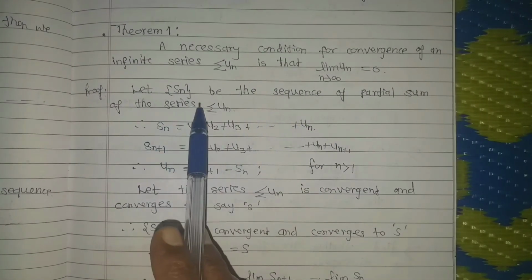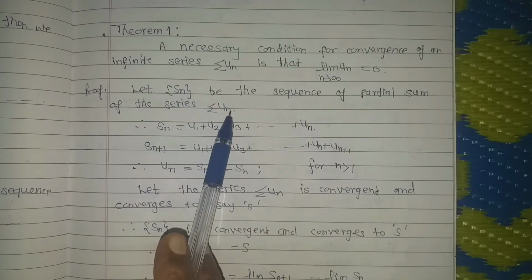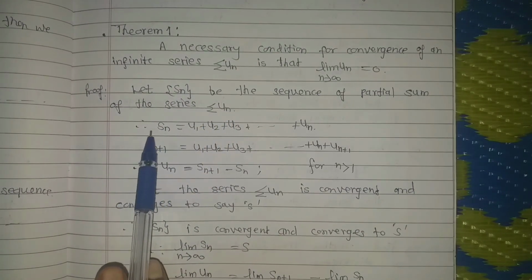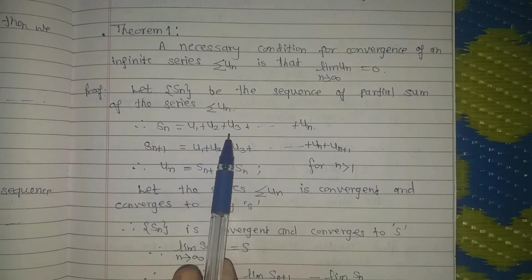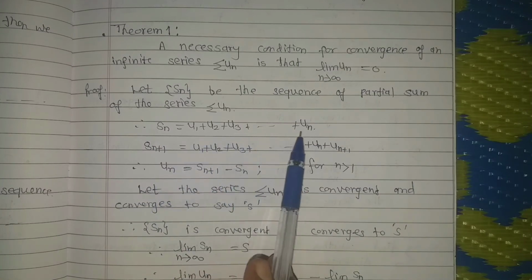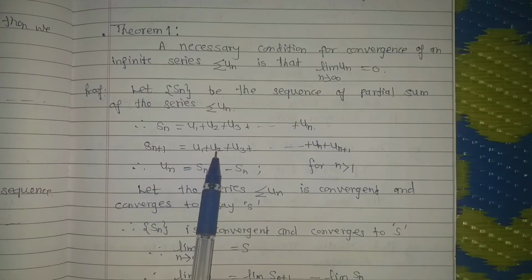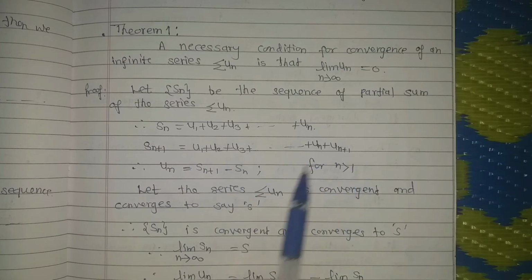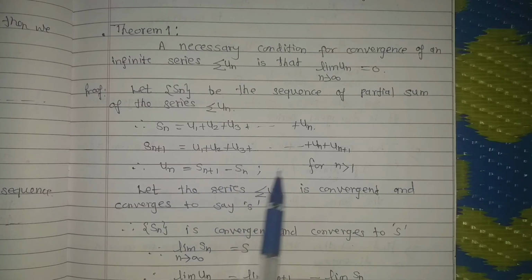Let Sn be the sequence of partial sums of this summation of un. Hence, Sn means the sequence of partial sums, that is, the addition of first n terms. Sn equal to u1 plus u2 plus u3 plus up to un. Sn plus 1 equal to u1 plus u2 plus u3 plus up to un plus 1. Hence, un equal to Sn plus 1 minus Sn for n greater than 1.